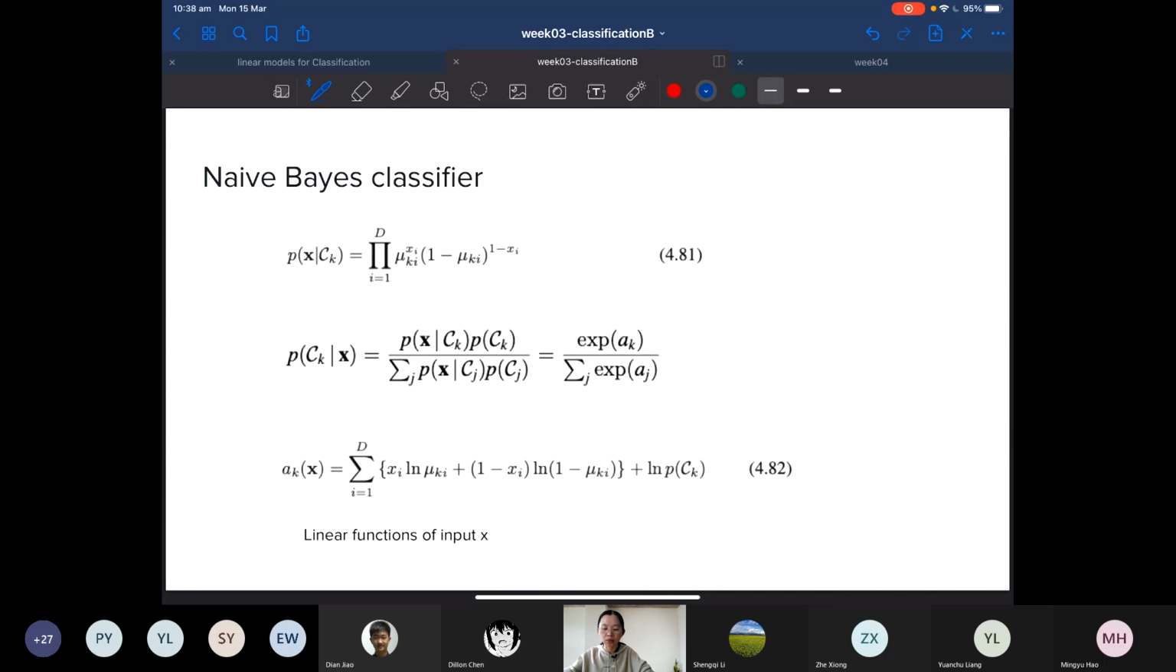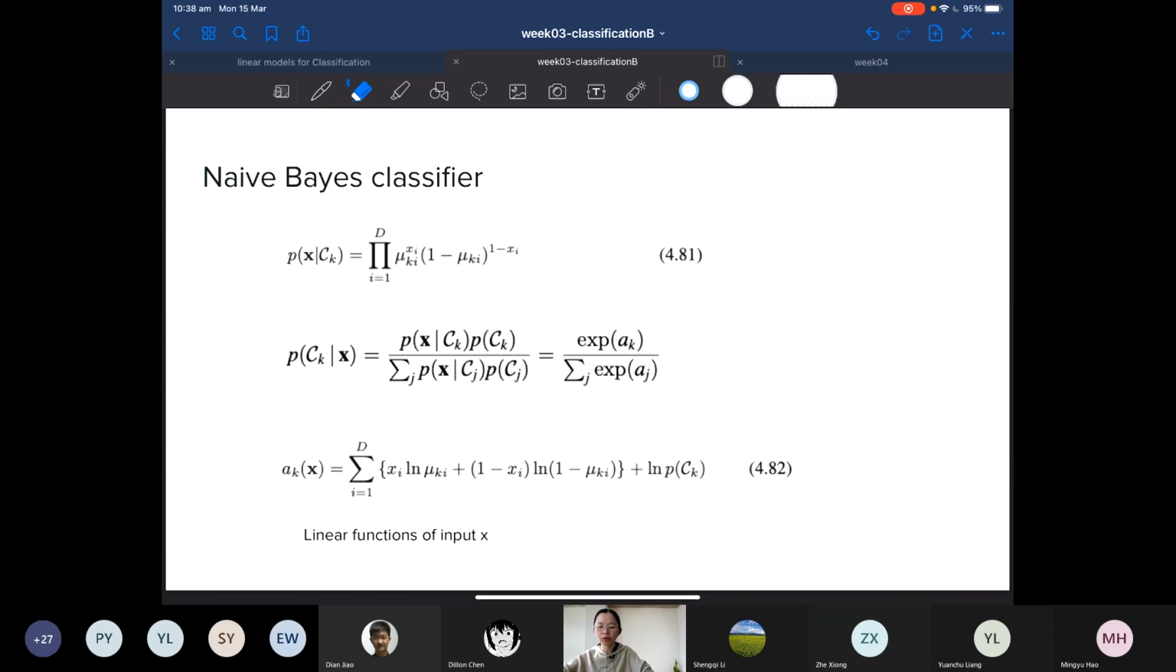It's simple enough, so we go directly to the multi-class case, where a_k is the log of the product of the likelihood and the class prior. We write out the expression and simplify it, which I'm not going to do here. We find that a_k is again a linear function of x and log of mu, which is nice.